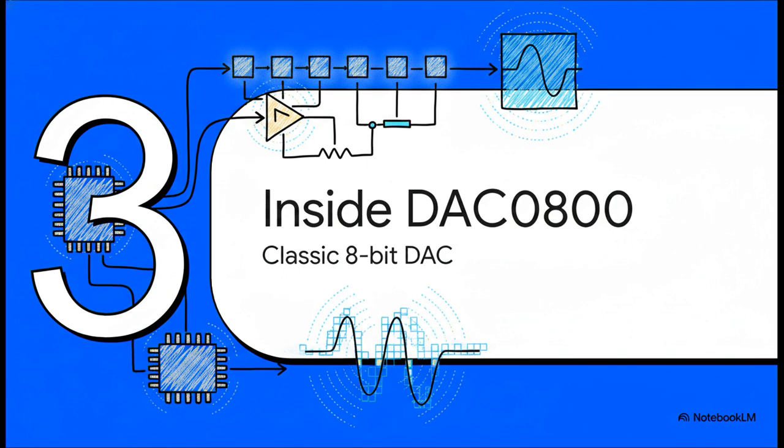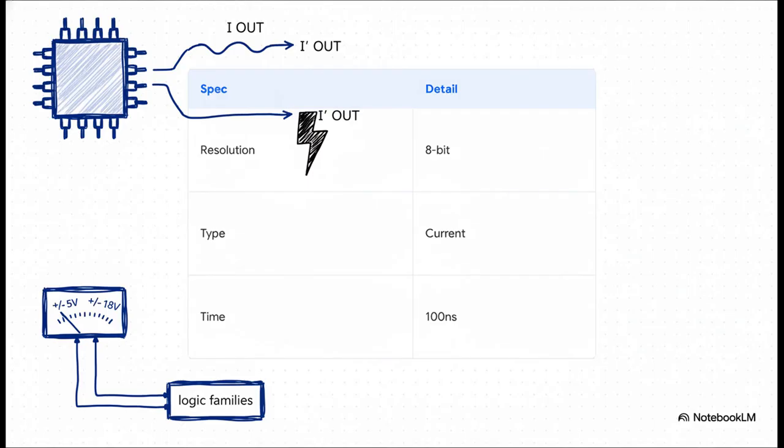Moving right along to Section 3. Inside the DAC 0800, exploring a classic 8-bit converter. Let's quickly run through the specs of this 16-pin chip. It features an 8-bit resolution and provides a current output, specifically generating an I-out and its complement. But the absolute standout feature here is its speed. It boasts a lightning-fast conversion time of around 100 nanoseconds. On top of that, it accepts a highly flexible supply voltage, ranging anywhere from plus or minus 5 volts all the way up to plus or minus 18 volts, which makes it incredibly easy to use with standard logic families.